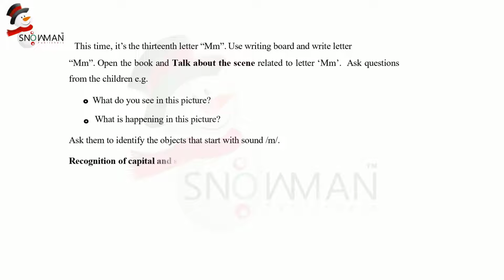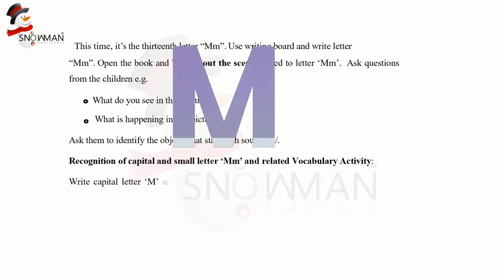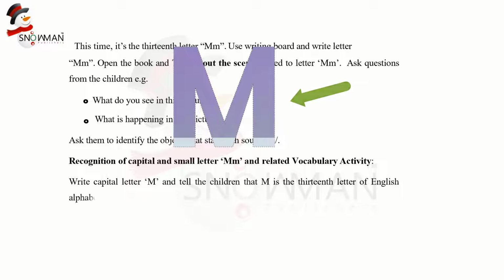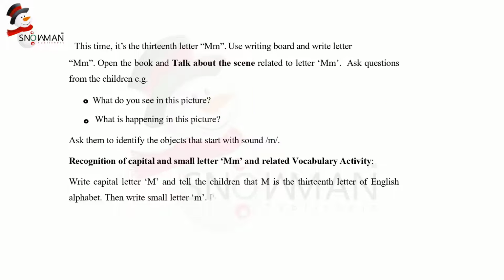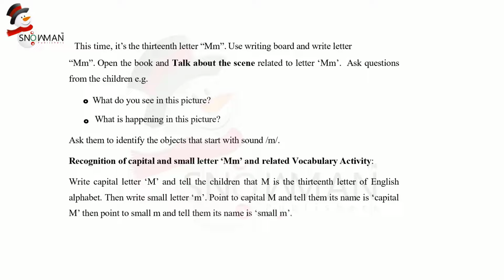Recognition of capital and small letter M and related vocabulary activity. Write capital letter M and tell the children that M is the 13th letter of the English alphabet. Then write small letter m. Point to capital M and tell them that its name is capital M. Then point to small m and tell them that its name is small m.